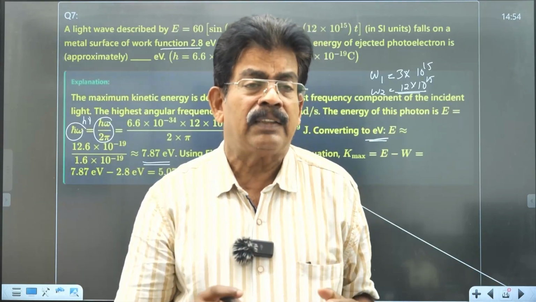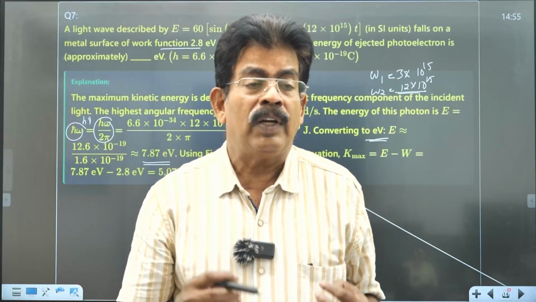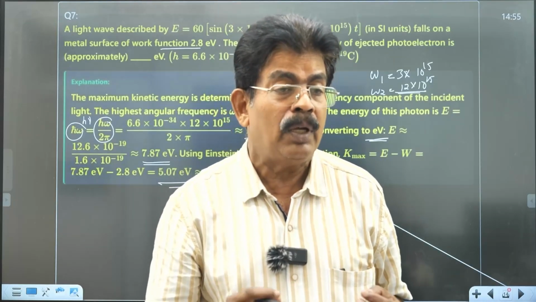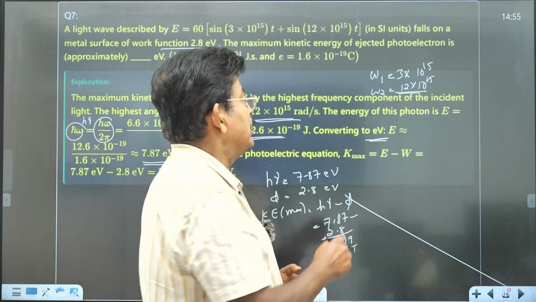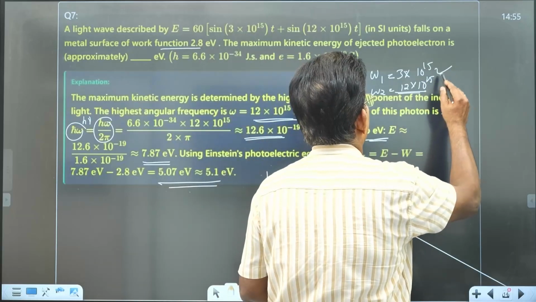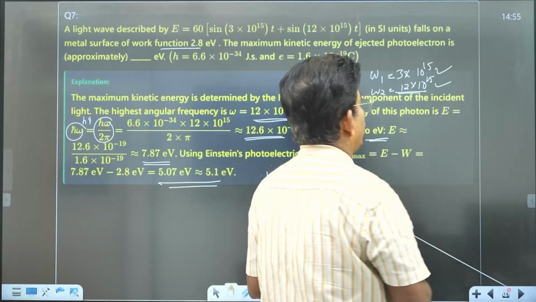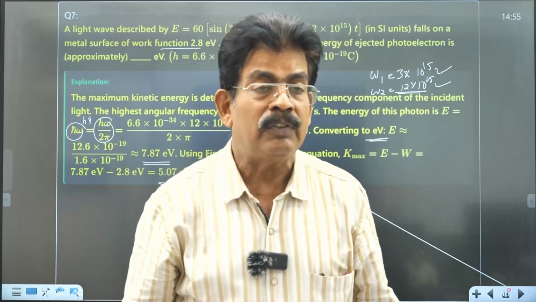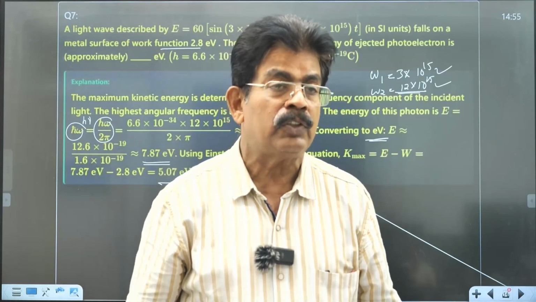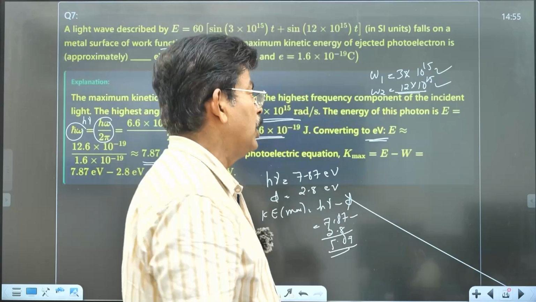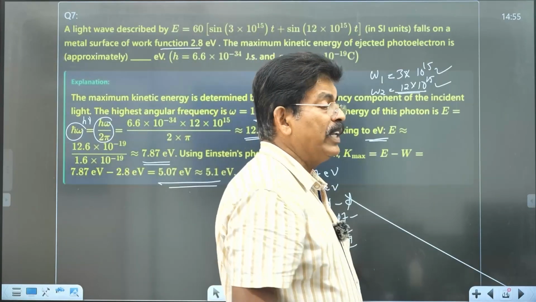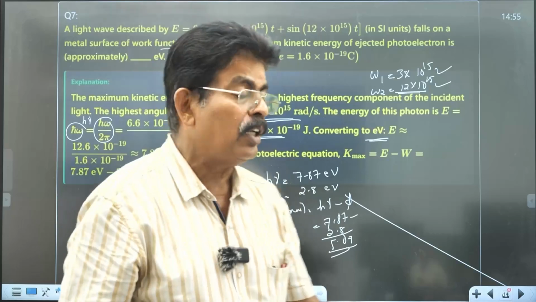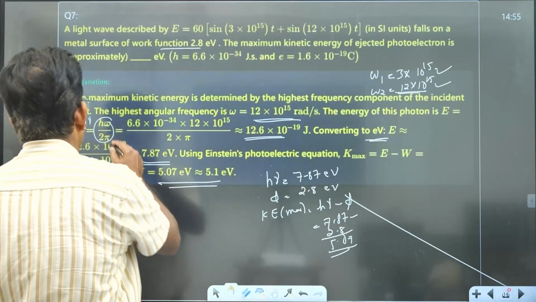Two radiations are incident. The one having maximum kinetic energy will be the one having maximum frequency. One has angular frequency 3 into 10 to the power of 15, the second is 12 into 10 to the power of 15. Surely the one with more frequency will cause more kinetic energy of emission. So we have to account for that. Second thing, we want energy. Energy, we remember, is h nu, but here it is omega. So we converted it into h into omega by 2 pi.